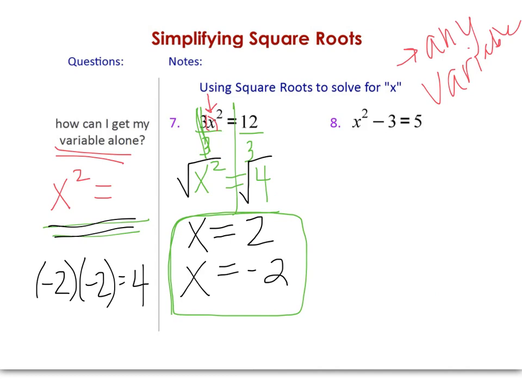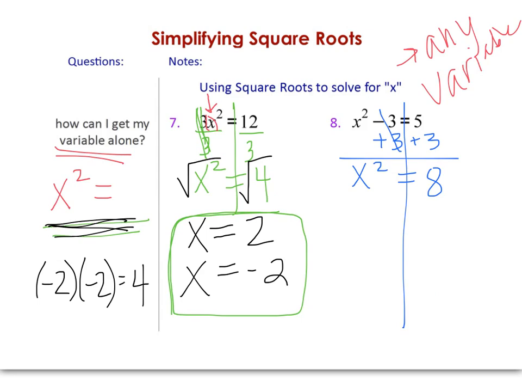Let's take a look at example number 8. This is a little out of order. Example 8, how can I get x squared alone on one side of my equal sign? Well, some of you guys are saying, let's add 3 to both sides. Hopefully by now that's a comfortable next step for you. And you get x squared, those 3's cancel, equals 8. Well, once it looks like x squared equals, I can take the square root of both sides.